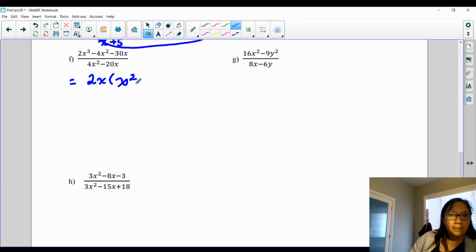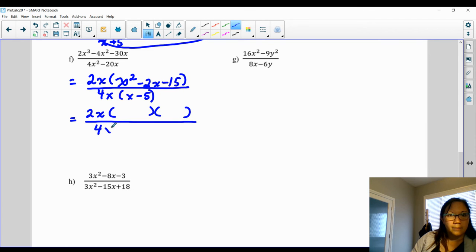Okay, so that reduces it back to a quadratic. So I have x squared minus 2x minus 15 on the top. On the bottom, I have a GCF of 4x. That leaves me with x minus 5. So actually the bottom has been factored. It's the top that I need to worry about now. So I'm going to break my trinomial in the top down into two binomials. I'm going to keep the 4x and the x minus 5 in the denominator. So x squared minus 2x minus 15 is going to be x minus 5, x plus 3.